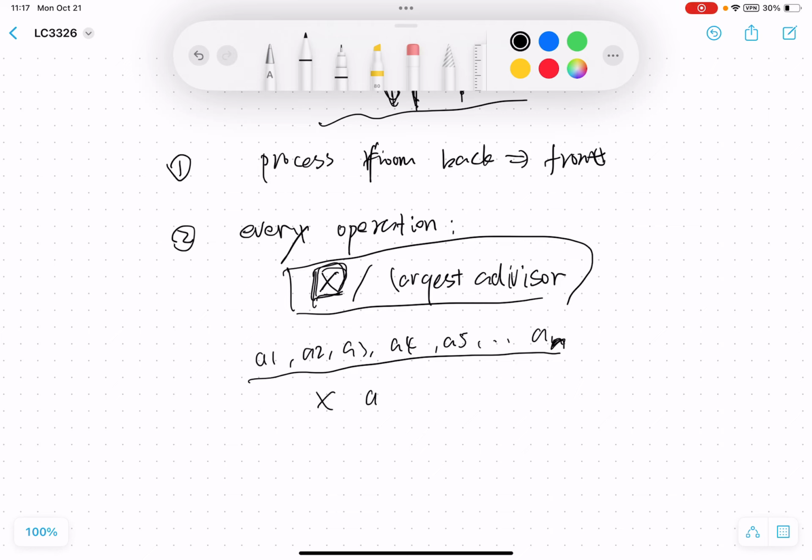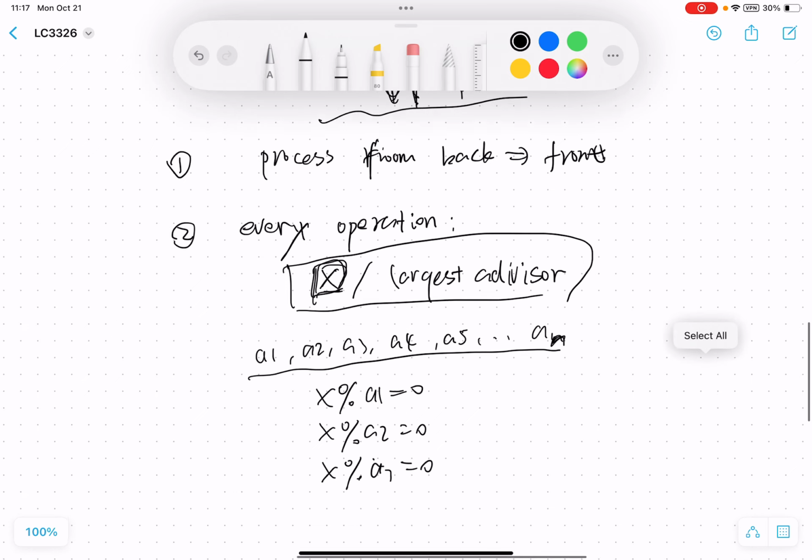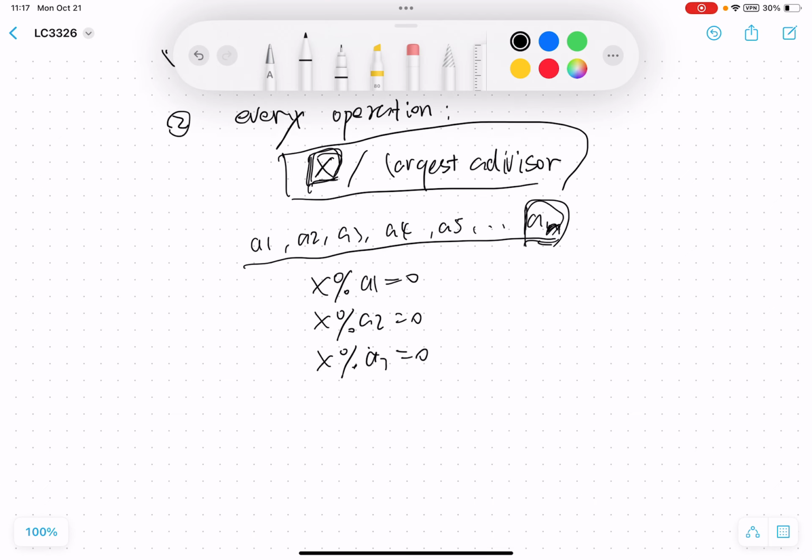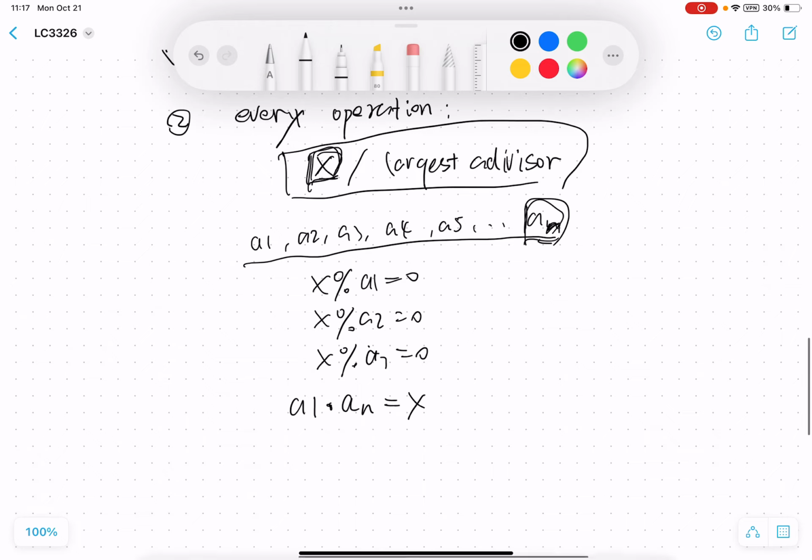For the largest divisor, there is always a formula: the smallest divisor times the largest divisor equals x. So if x is divided by the largest divisor, the value will be the smallest divisor, and the smallest divisor must be a prime value.